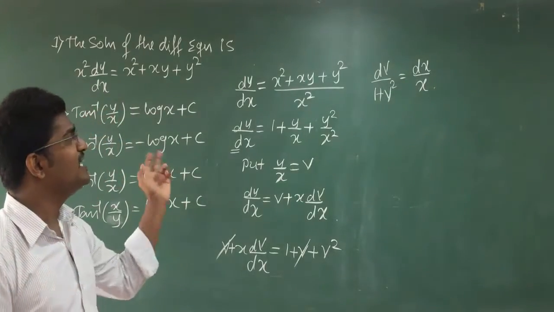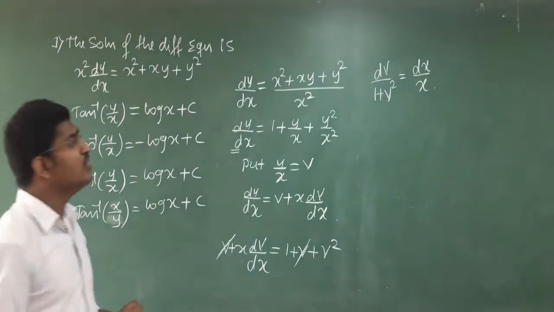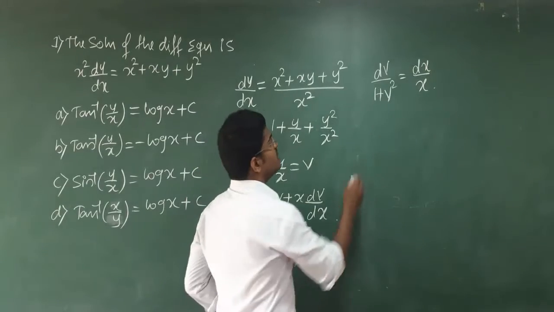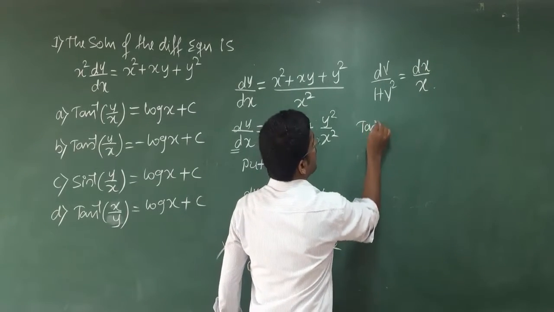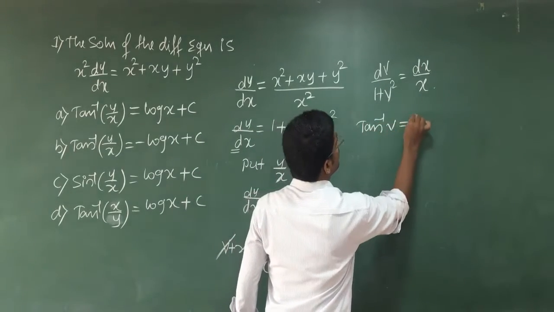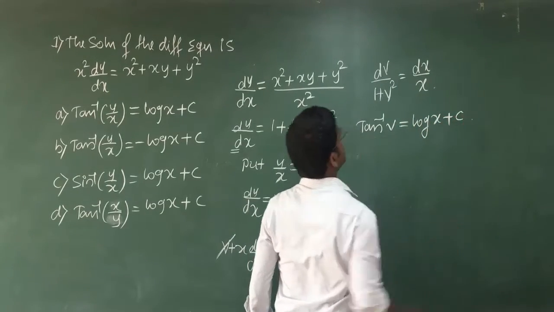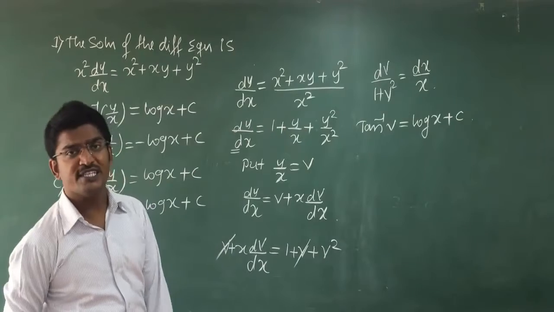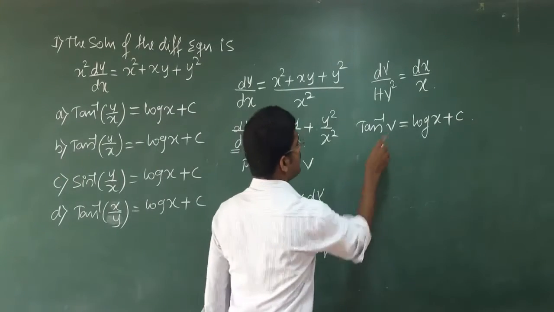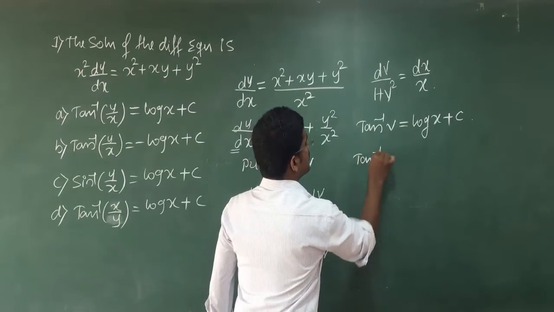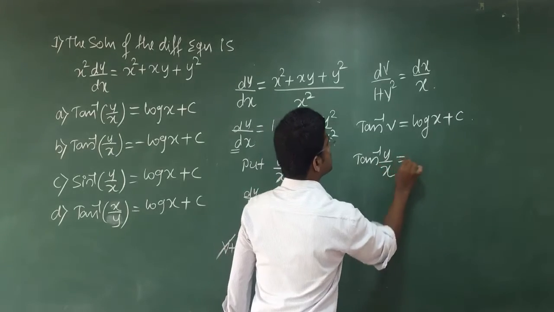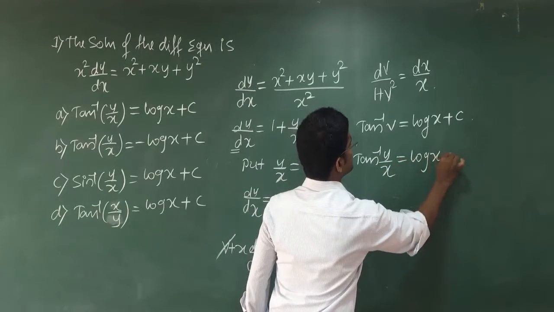So now you can integrate on both sides. If you integrate on both sides, you are going to have tan inverse v equal to log x plus c. So v can be written as tan inverse of y by x equal to log x plus c.